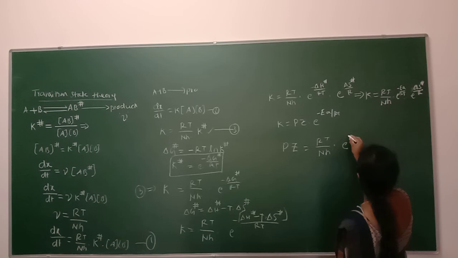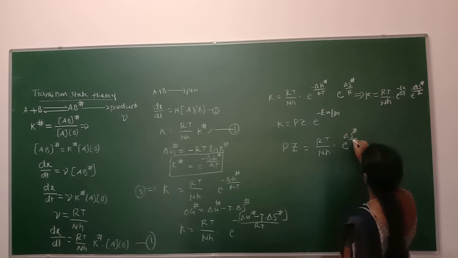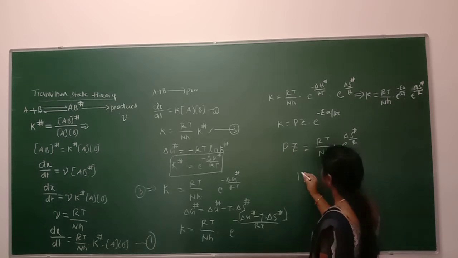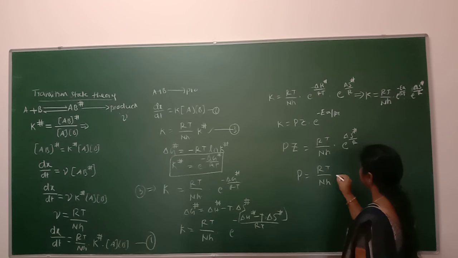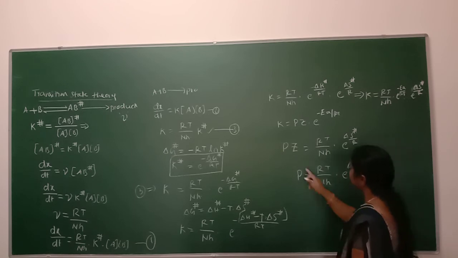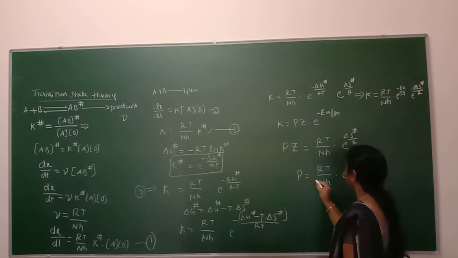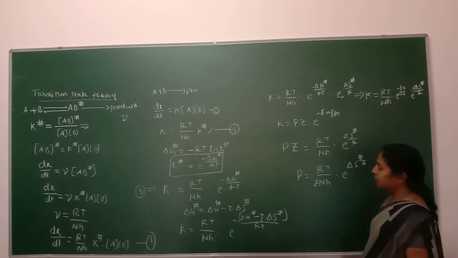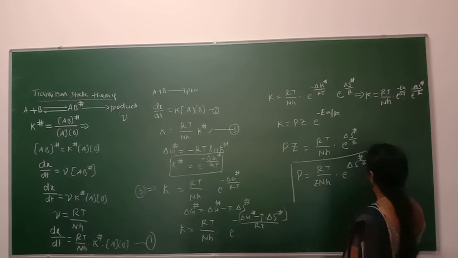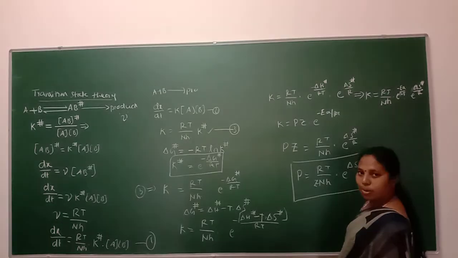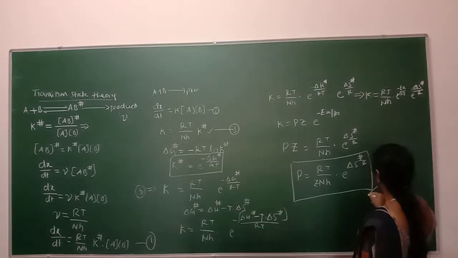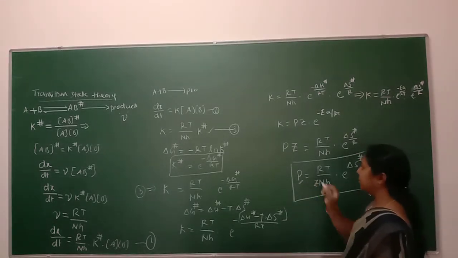So whatever the values obtained for PZ, that is P into Z is equal to RT by NH into e power delta S hash divided by R. So where P is equal to RT by ZNH into e power delta S hash divided by R. So this is nothing but the value for the orientation factor P, or the probability factor, obtained. So by using this we can calculate the value for the orientation factor.